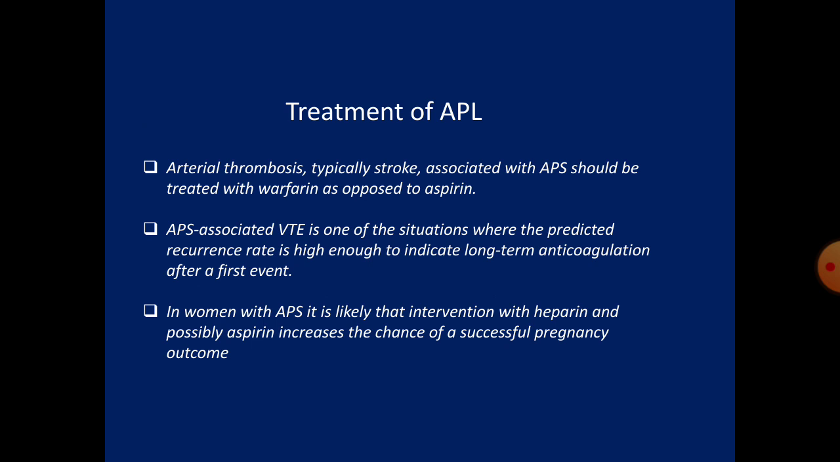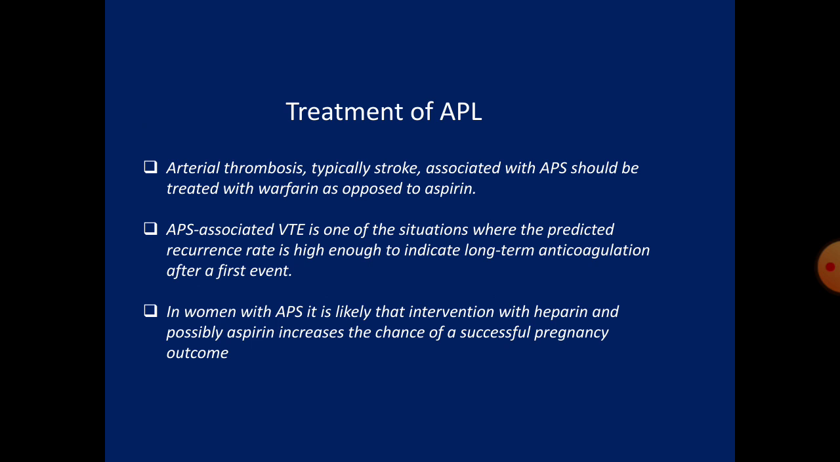Antiphospholipid syndrome associated with venous thromboembolism is one of the situations where these patients are predicted to have a high recurrence rate, and this makes enough evidence for long-term anticoagulation after the first event. So once this patient develops just one attack of deep vein thrombosis or any venous thromboembolism, we should keep this patient on long-term anticoagulant, because these patients are liable to have a high risk of developing another event.